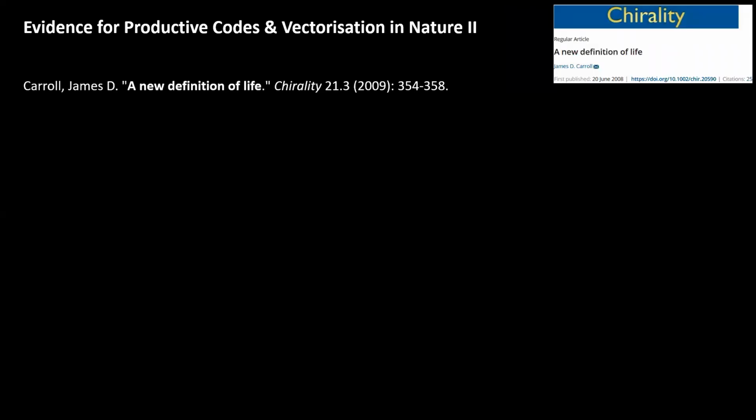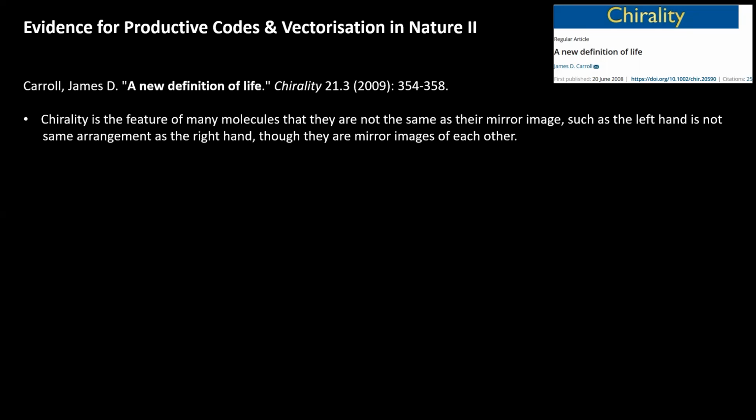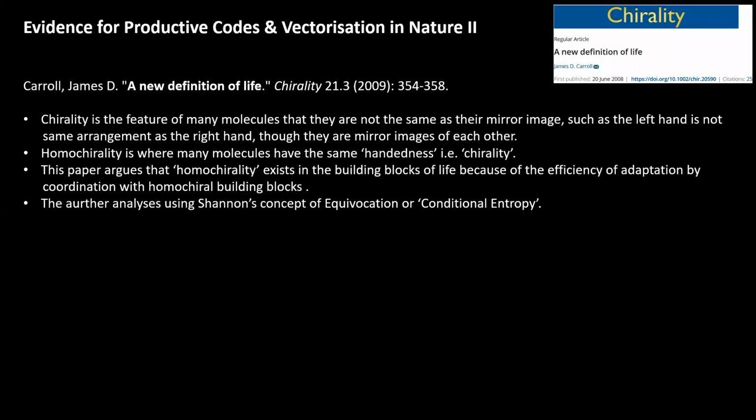Okay, so there's another paper, and this one is from 2009, and this is about chirality, specifically homochirality. Chirality is a feature of many molecules, biological molecules. A feature of molecules in general is that many molecules are not the same as their mirror image. So the left hand is not the same as the right hand. They're mirror images of each other, though otherwise they can be identical in their structure. So homochirality is where you have a whole load of molecules that have the same handedness. They're all left-handed versus right-handed.